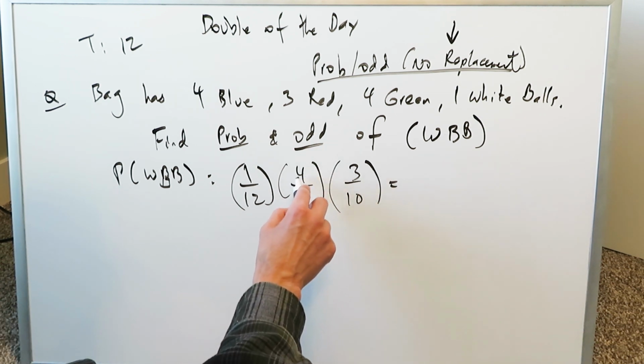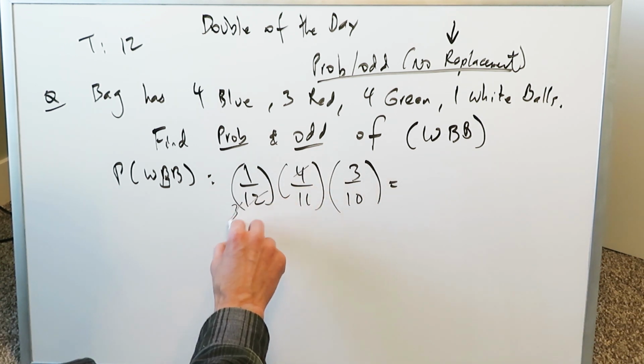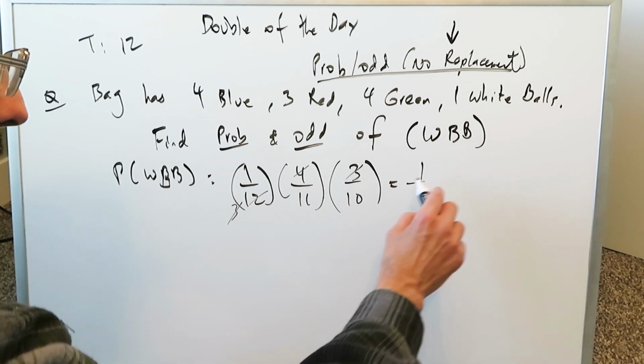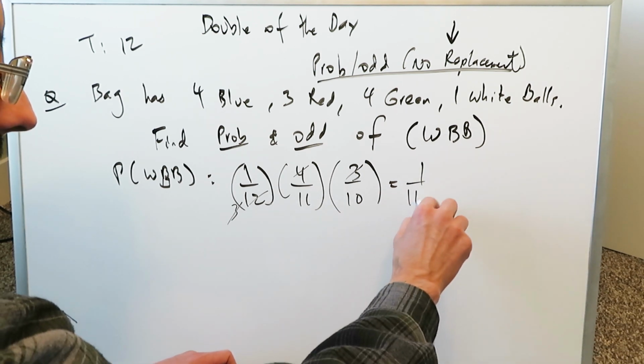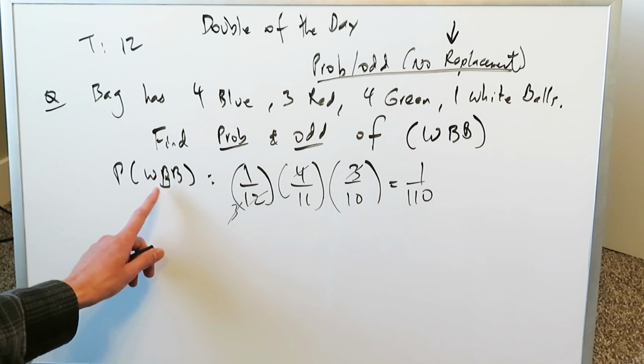And you're seeing how this is coming about. 4 goes in 12 3 times. This 3 cancels with that 3. You'll have 1 over 110. That's the probability of WBB.